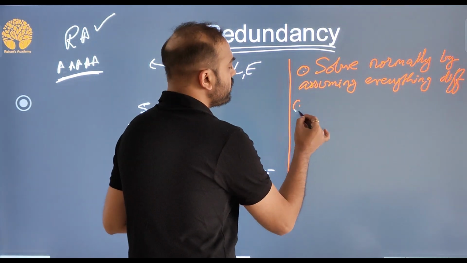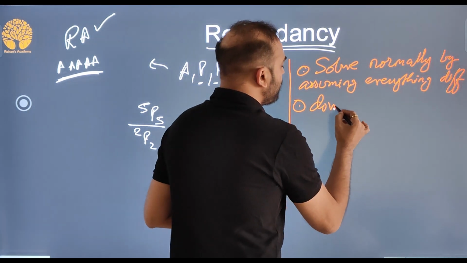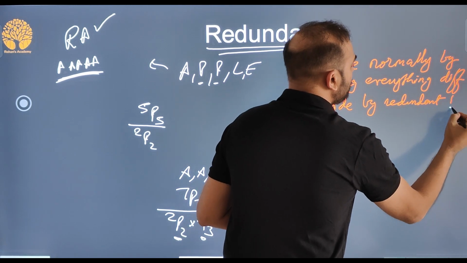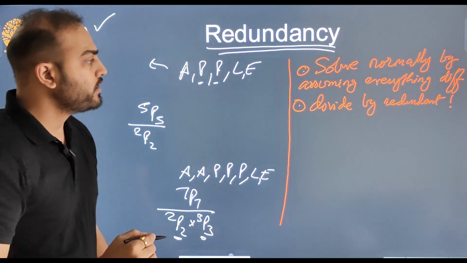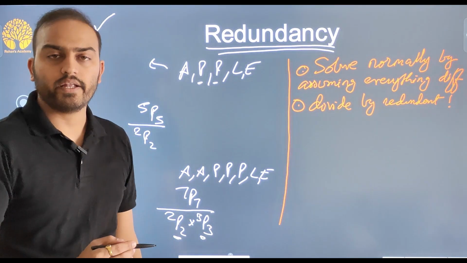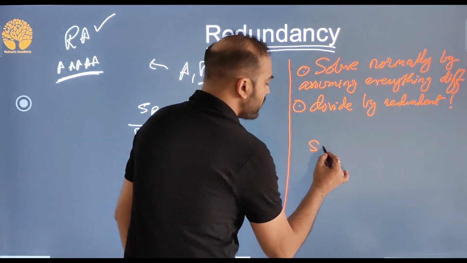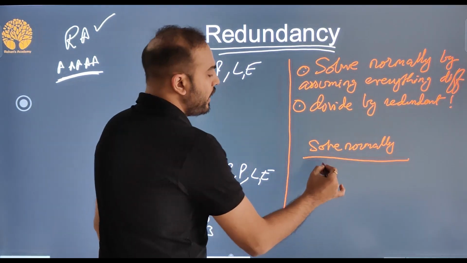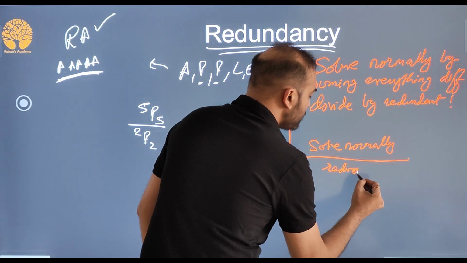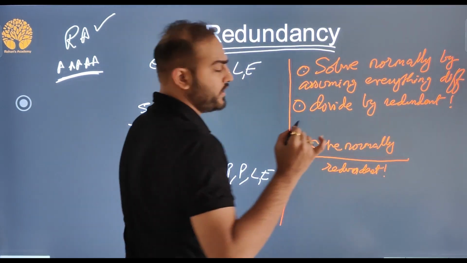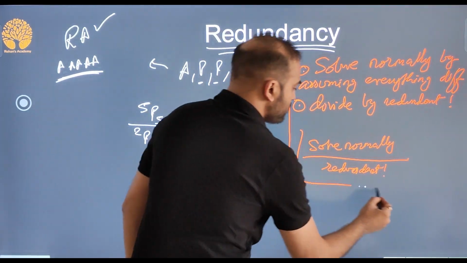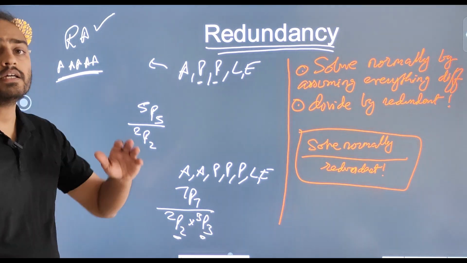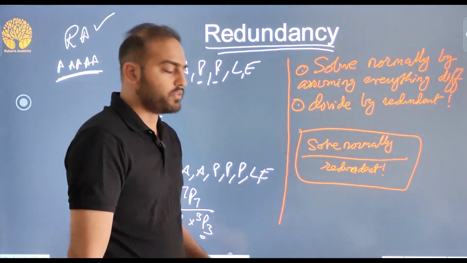Once you have solved, then divide by the redundant factorial. I will solve normally on the top and simply keep dividing the answer by whatever is redundant. I hope you understand this. Let's look at an example to solve.